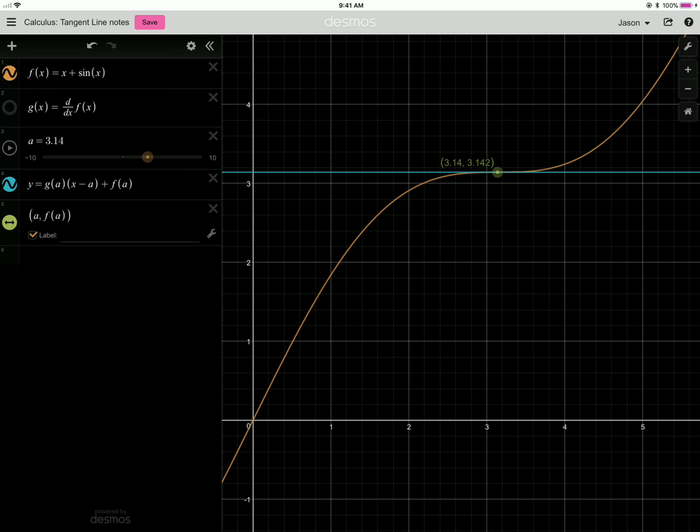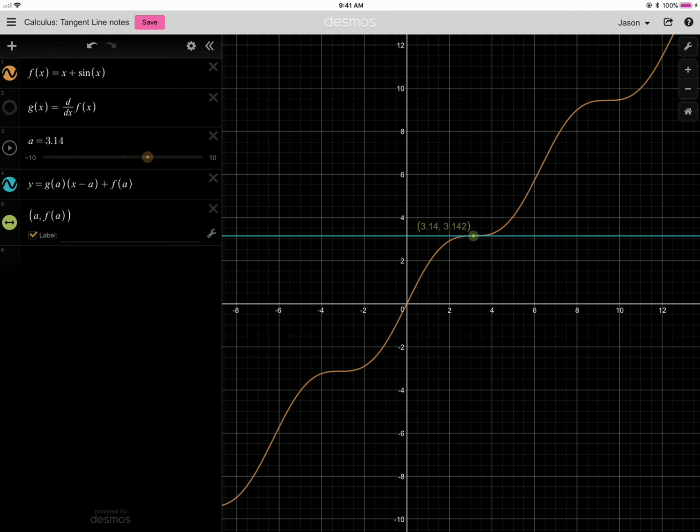There it is. It gets to be a horizontal tangent line right there and every other spot, but this is the only one on our interval. So you can see that it's not a maximum or minimum. I just like to point that out.